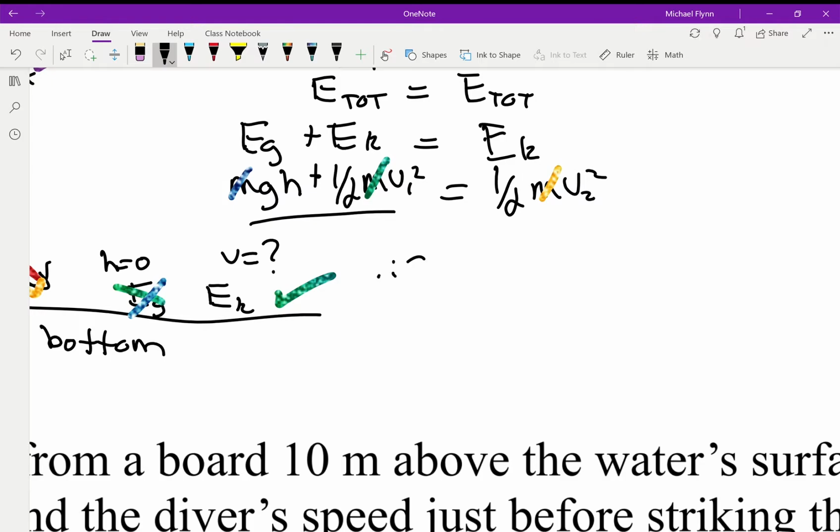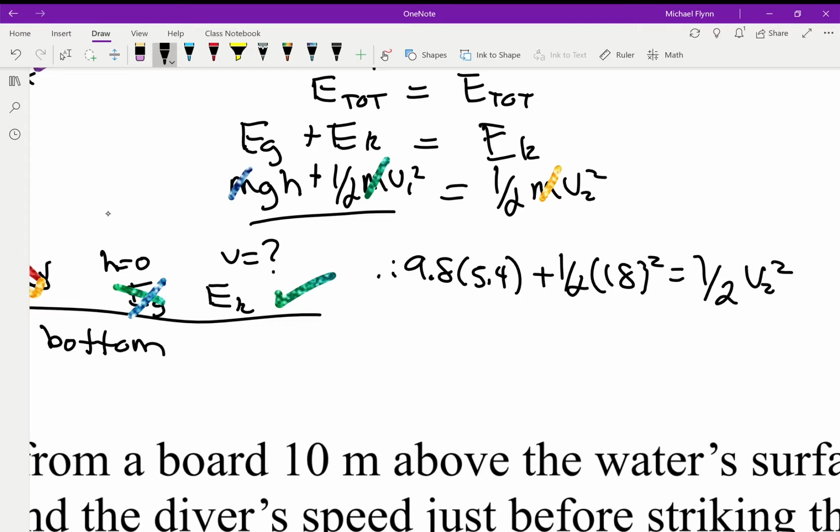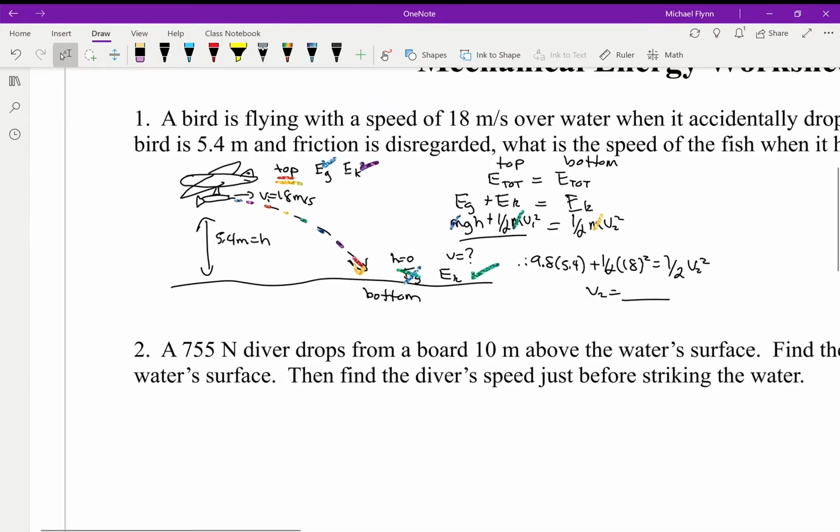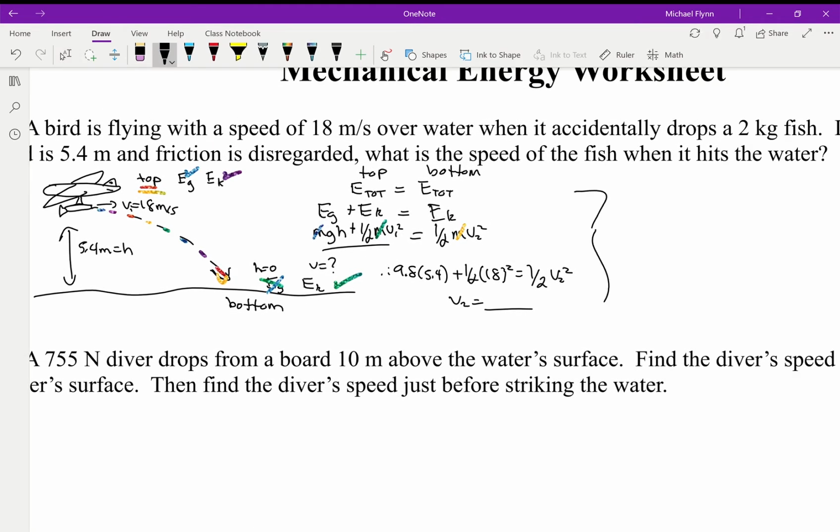So you're going to go, therefore, 9.8 times 5.4 is mgh, plus 1/2 times 18 squared equals 1/2 times v2 squared. Just solve it for v2, and you're done. Isn't that easy? Okay, no problem. So anyway, this method, this is what we call the energy conservation method.